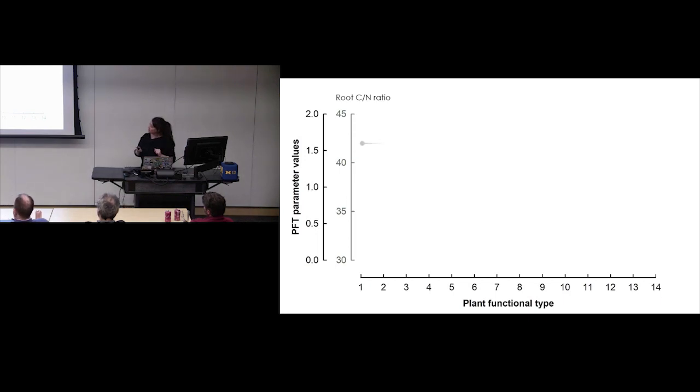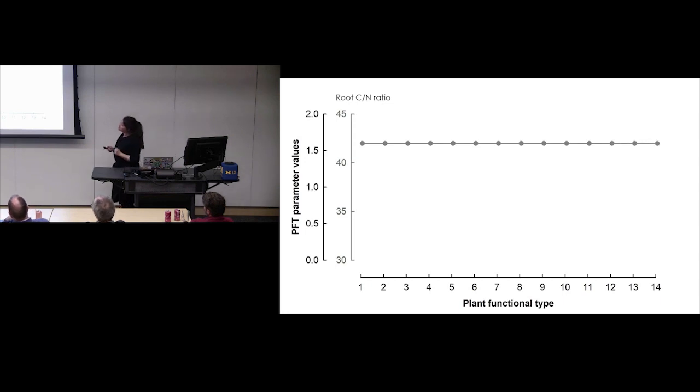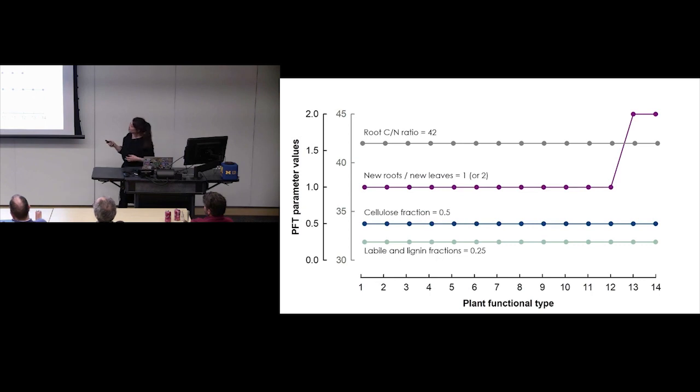And I can just show you this is the root carbon to nitrogen ratio and how it varies across the world. It is 42, so it's the answer to life, the universe, and everything, but it is not variable across any of the plants in the world. And that's true for some of the other parameters too. Allocation of roots to leaves, cellulose fraction, lignin and labile fraction.